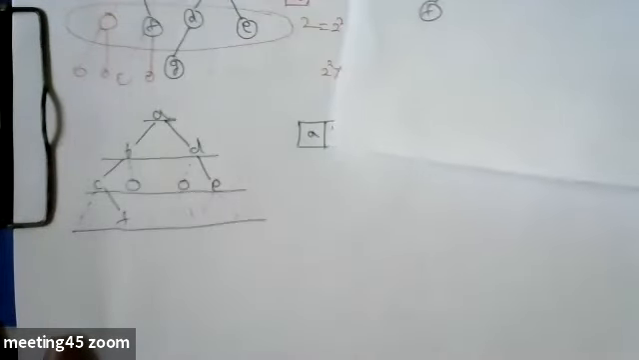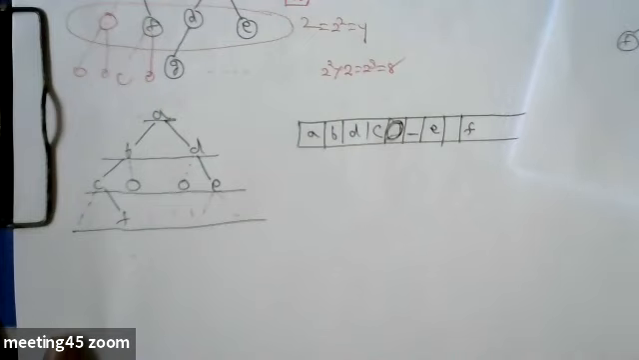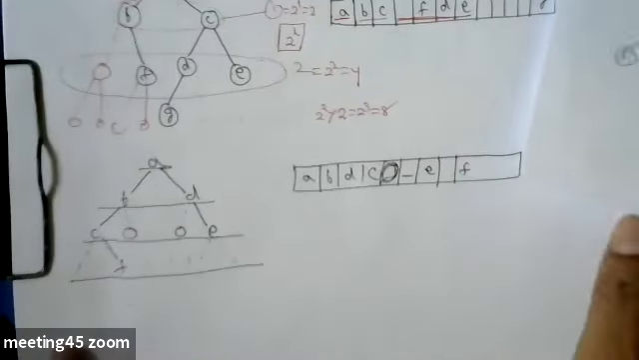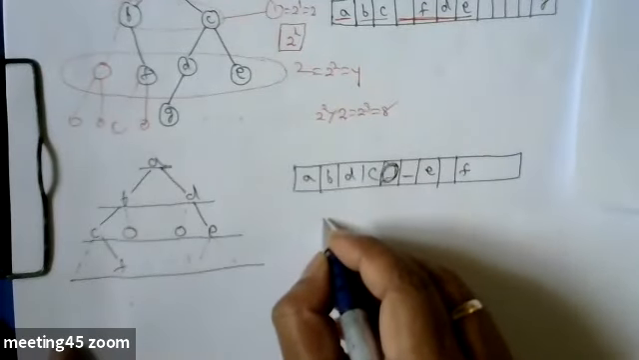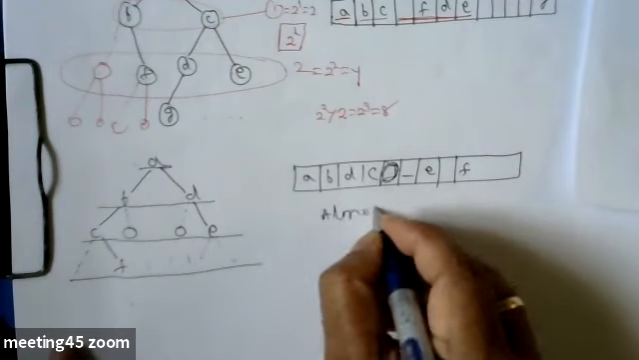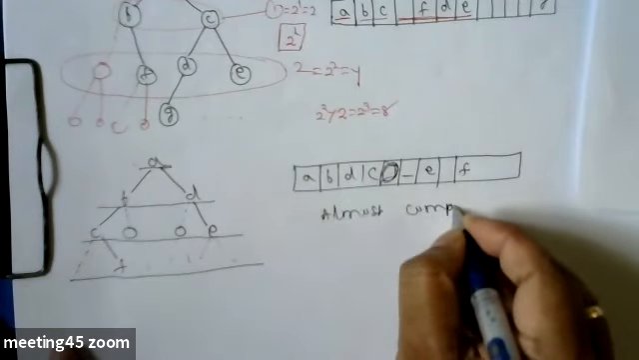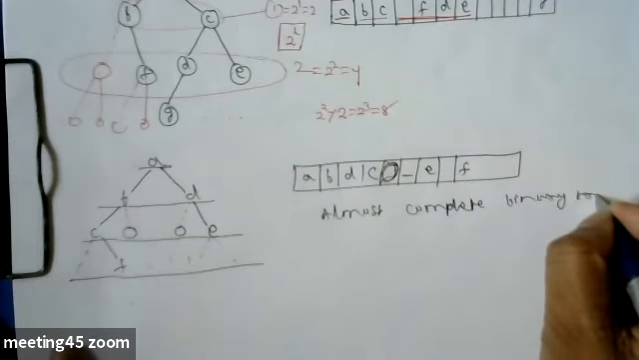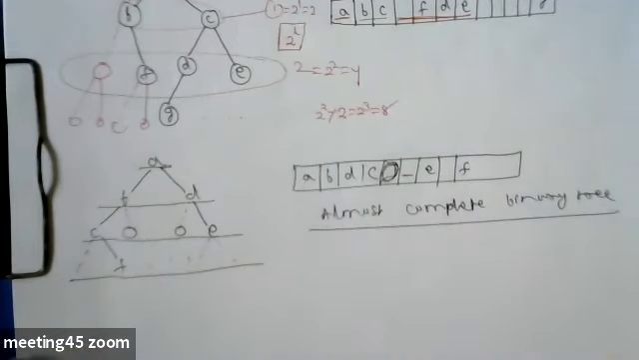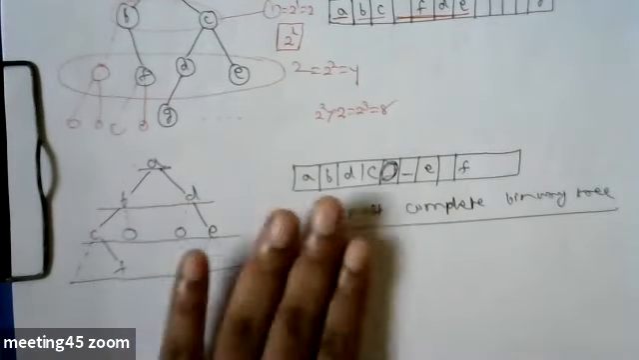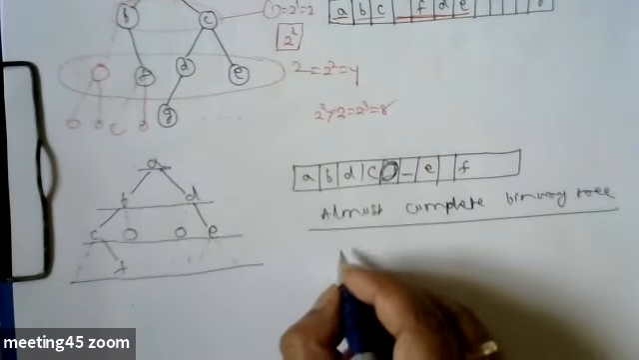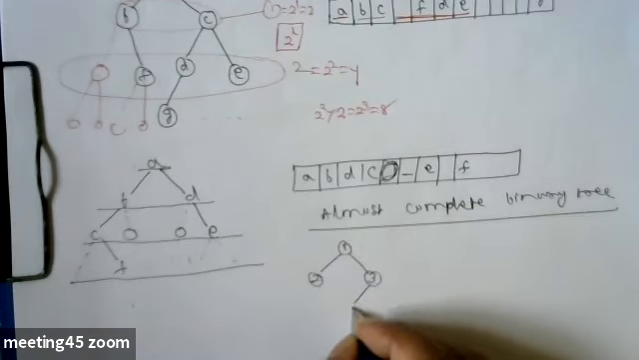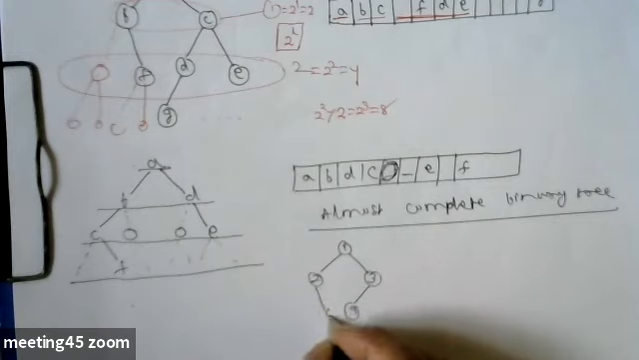Okay, then we will study what different basic kinds of trees are present. One kind of tree is called an almost complete binary tree. Just try to see here. You can see the importance of this array representation. You see how I have done it. This is 1, 2, 3, 9, 6, and 4.